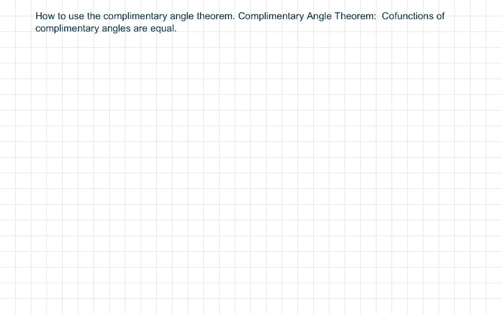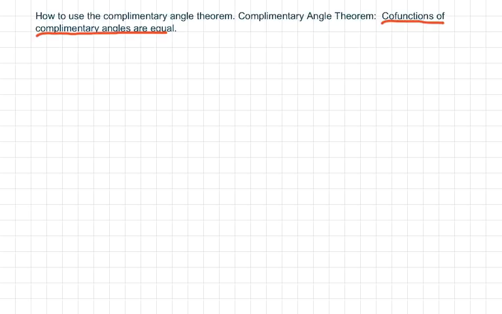Hi everybody, we're going to use the complementary angle theorem. The complementary angle theorem merely states that cofunctions of complementary angles are equal. This is just an introduction. In the next two videos I'll do more specific examples. I'll do a few examples here. But basically we have a right triangle.